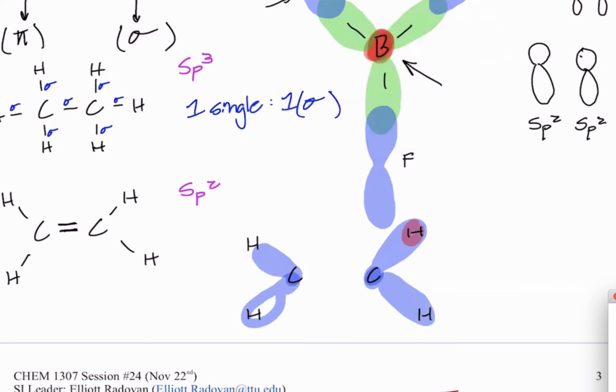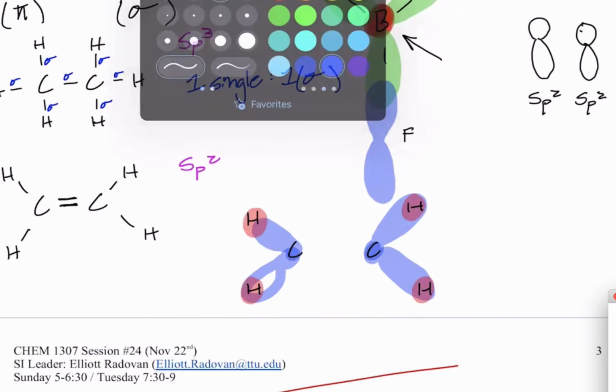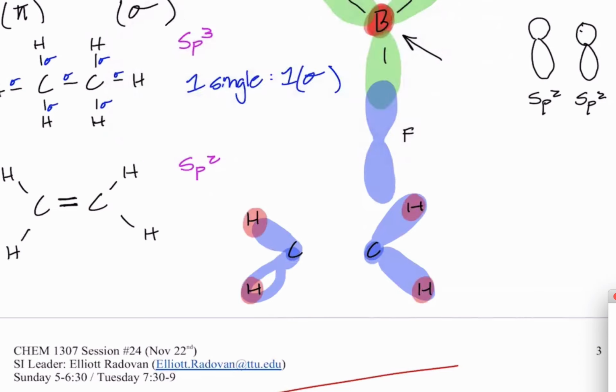And then you have the 2s orbitals of hydrogen bonded to the ends. And then you also have sp2 overlap in between the carbons. And so that's going to also be head-on bonding. So head-on.